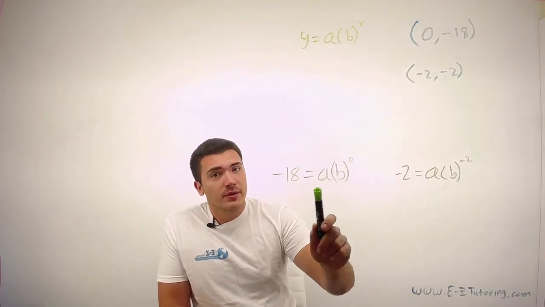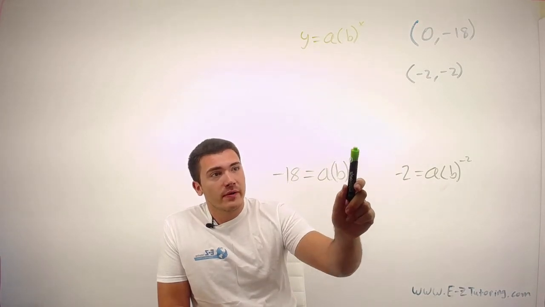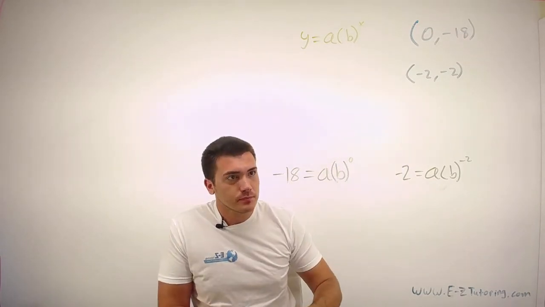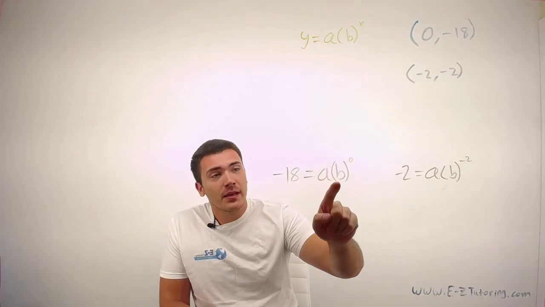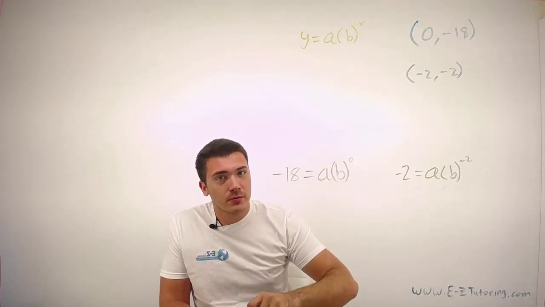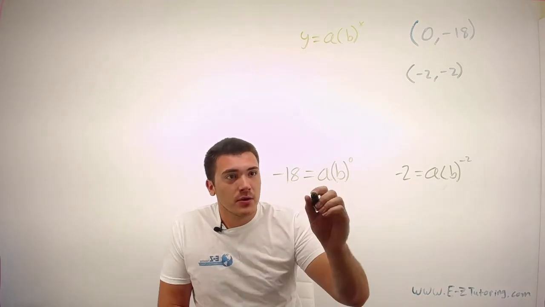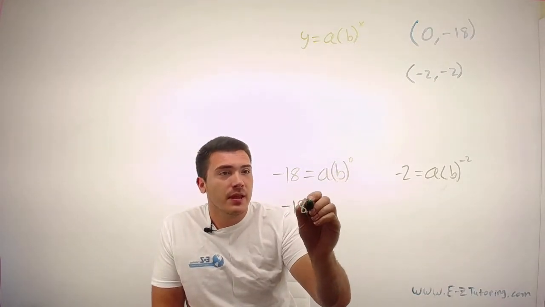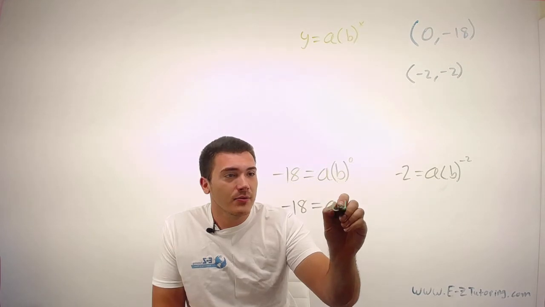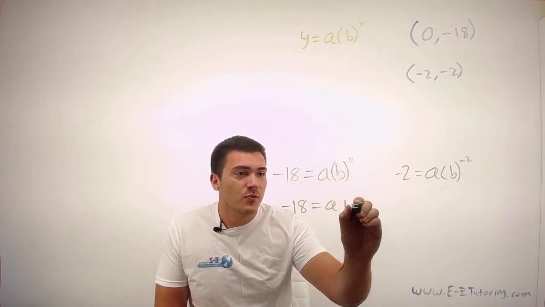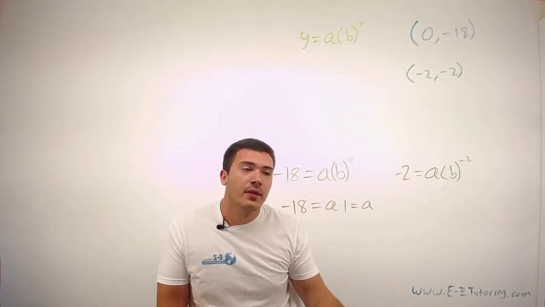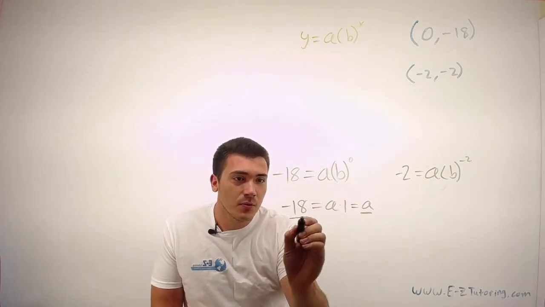I usually recommend starting with the one where you have the 0 as the exponent. And here's why, because any number to the power of 0 is what? 1, right? So this simply becomes -18 equals a times 1, and a times 1 is really just a. And this tells us that a is equal to -18.